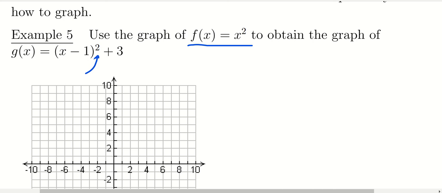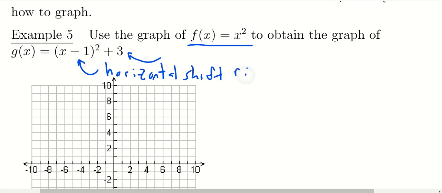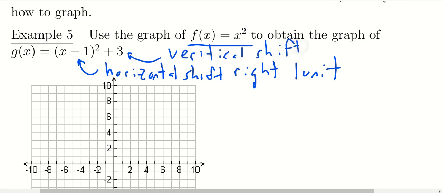From there, to kind of figure out what's going on with it, we have two things that are occurring. We have a subtraction by 1 on the inside, and we have an addition by 3 on the outside. The subtraction by 1 on the inside, we recognize that that's a horizontal shift. That's going to be to the right 1 unit. And then we also have this addition by 3. That's going to be a vertical shift up 3 units.